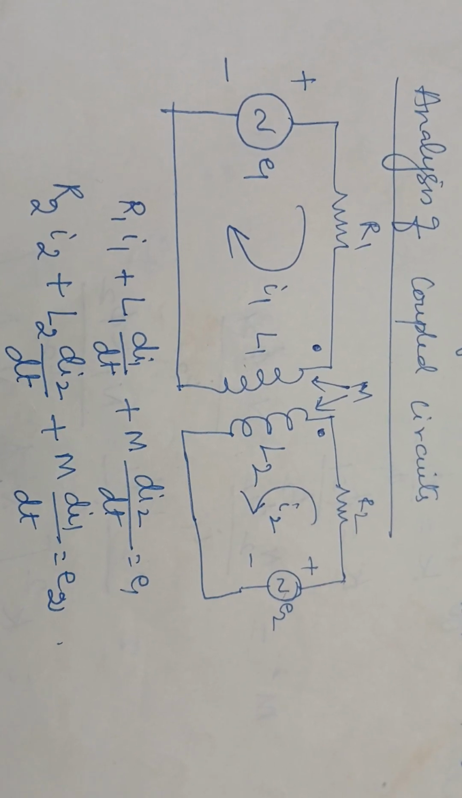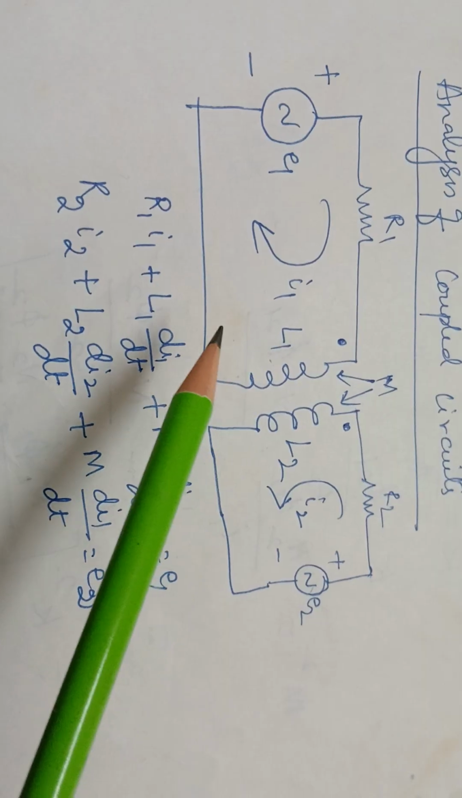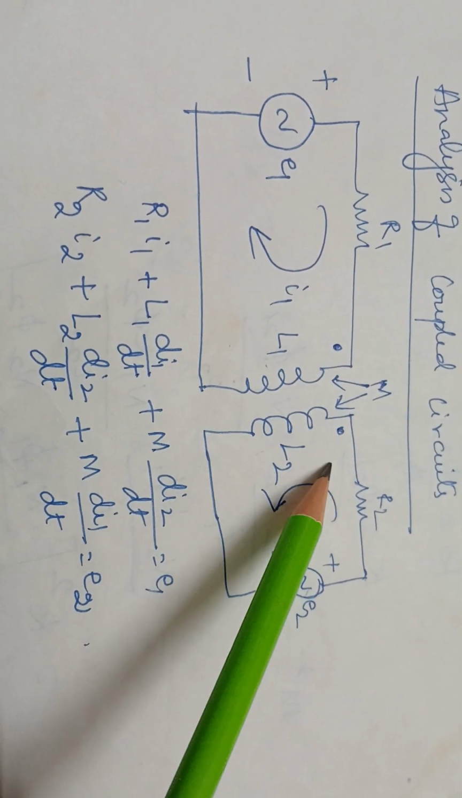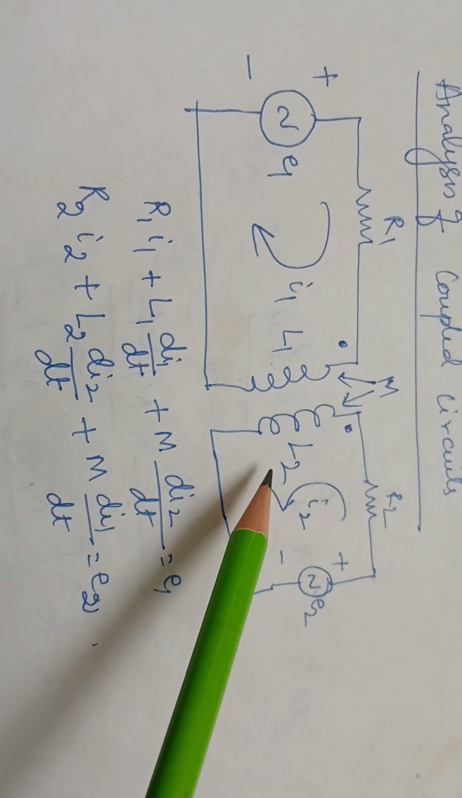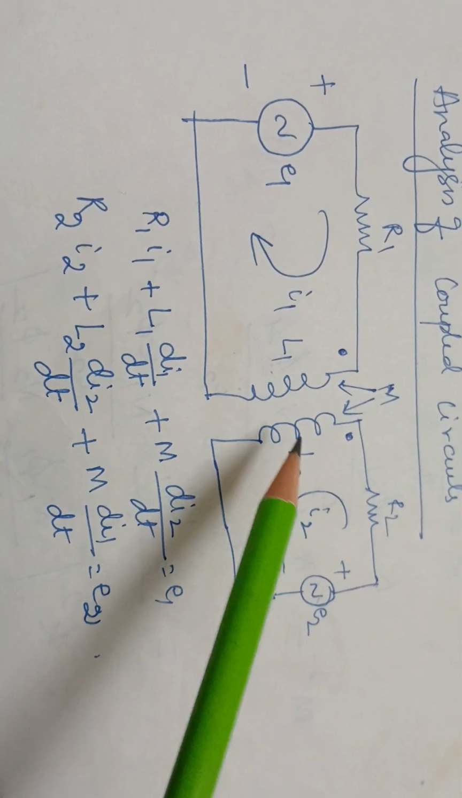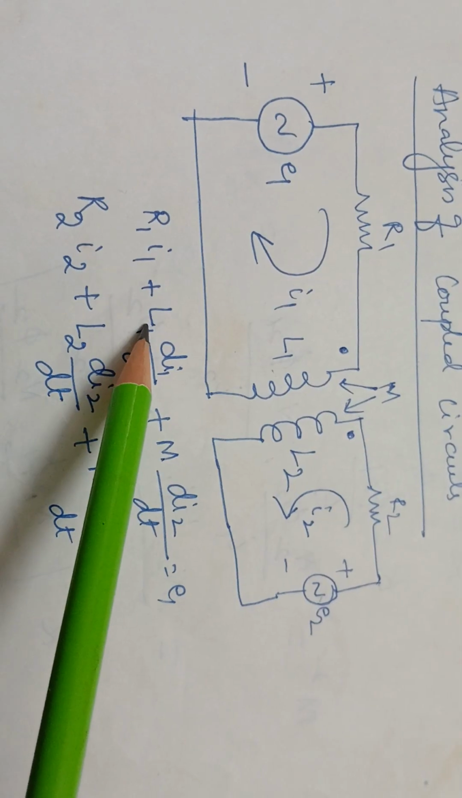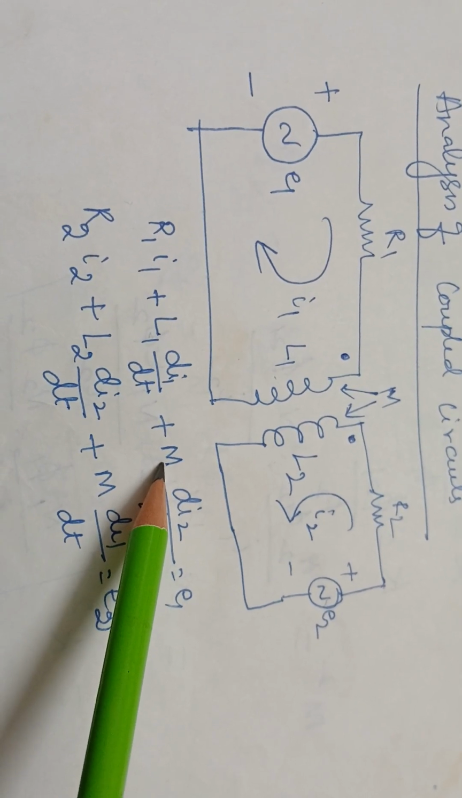Analysis of coupled circuits. In the analysis of the coupled circuit, we are taking the two dots. The current is entering through the two dots in the same direction, so the inductance and the mutual inductance will have the same sign.